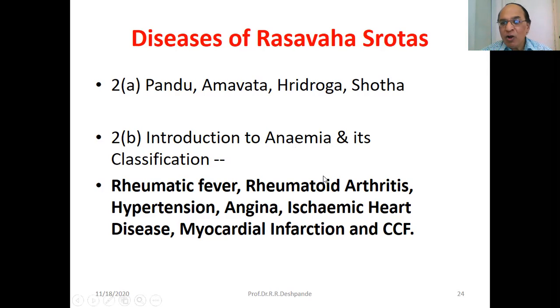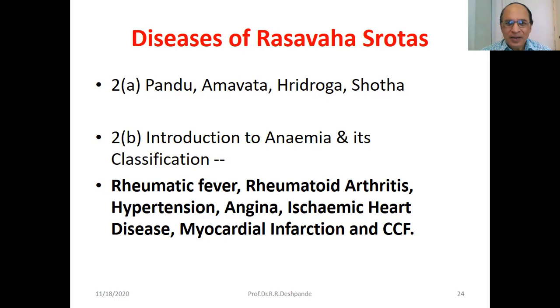Rheumatoid arthritis is very common in middle age. This is an autoimmune disease. There are ups and downs, sometimes pain, sometimes no pain. But rheumatic fever can be 100% cured. But rheumatoid arthritis cannot be cured 100% because there is relapse and remission. This is the feature of rheumatoid arthritis.